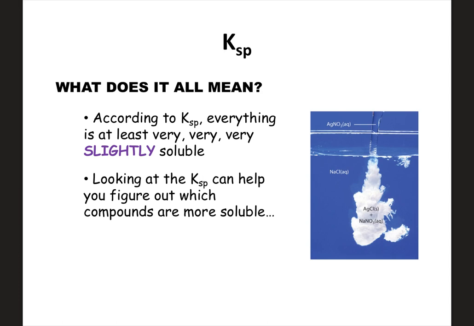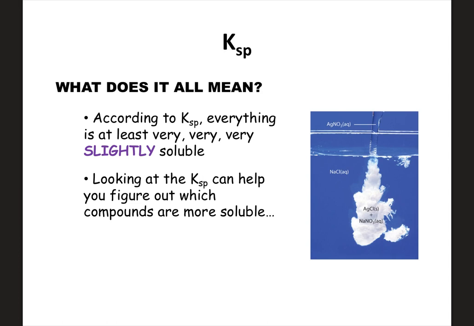What does Ksp actually tell us? If we look at Ksp, basically it's telling us that everything is at least very, very slightly soluble. Nothing is completely insoluble in theory. So when we have substances that are insoluble, that basically means they are not going to go to the product side. Basically, that means they have a very, very low Ksp value. But in theory, they're at least slightly soluble. Some products will form. It's just, is it even an amount that's actually detectable?